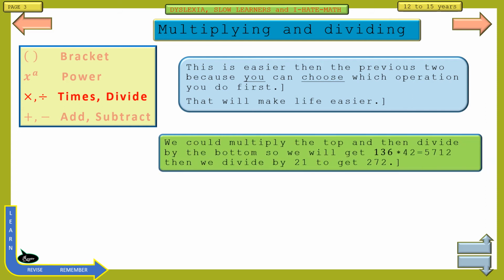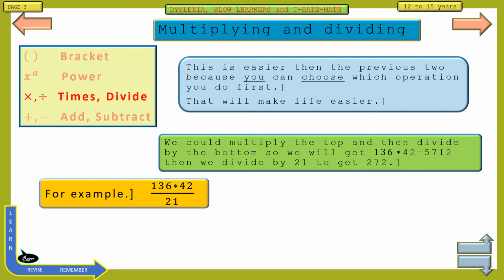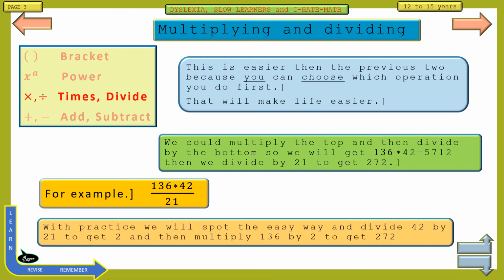We could multiply the top and then divide by the bottom, so we will get 136 times 42 equals 5,712. Then we divide by 21 and get 272. This example shows you how it is written down in mathematical form. With practice, we will spot the easy way and divide 42 by 21 first to get 2, and then multiply 136 by 2 to get 272.